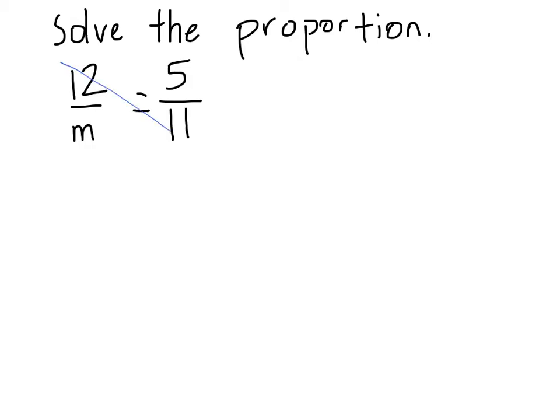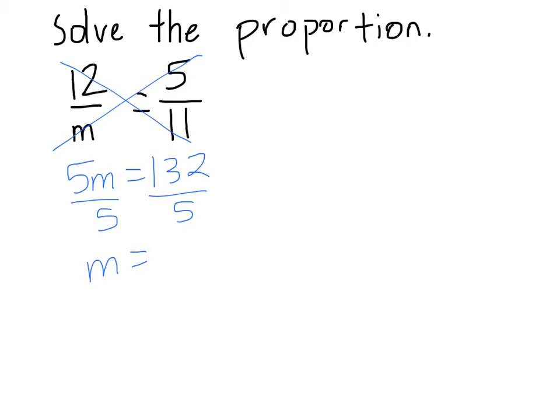Solve the proportion. I'm going to cross multiply. So I get 5m equals 132. Divide both sides by 5. M equals 26.4.